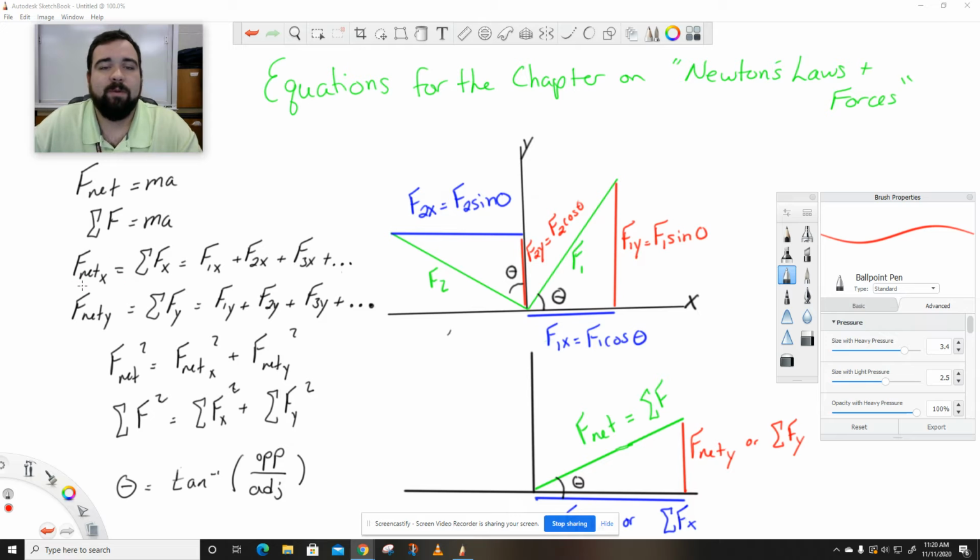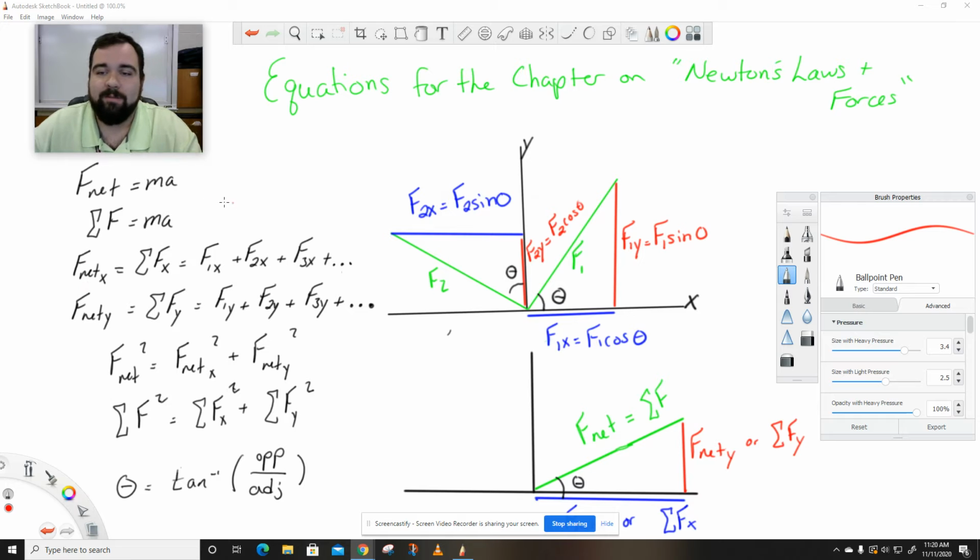So the equation below that one is the F net x and F net y, which can be rewritten with sigmas, and that just means the sum of all of the x components and the sum of all of the y components. Now those are added together. What you have to consider is the directionality. Since force is a vector, it has a direction to it. It has a positive and negative, it has an angle, all of that.